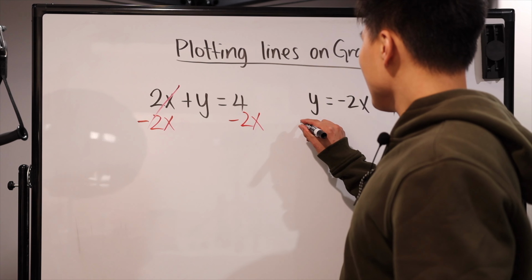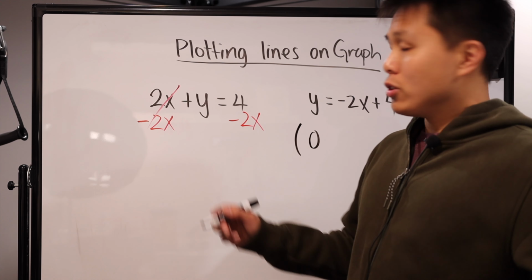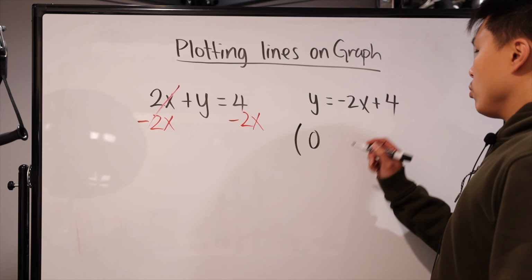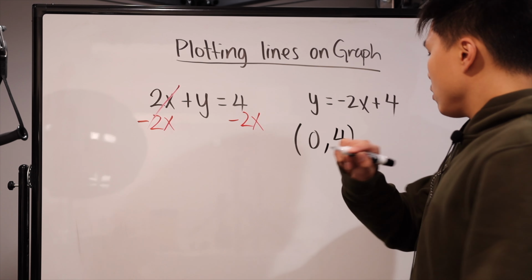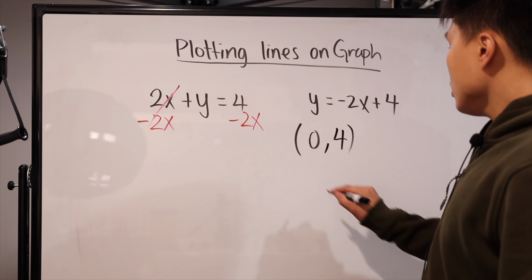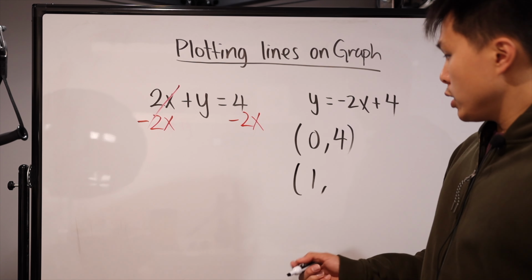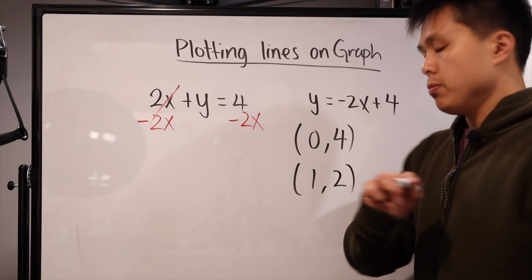So, of course, the first easy number is 0 because you don't do anything, right? Negative 2 times 0 is just 0, right? So the y-coordinate is 4, right? The second one, I would usually choose 1, and that's going to be negative 2 plus 4, which is 2. There you go, 2 points.